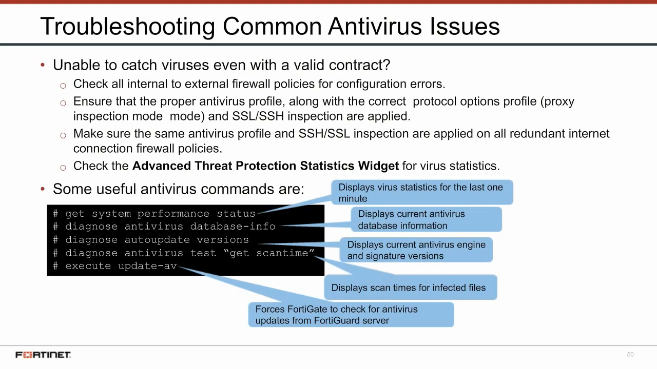These are some of the commands that can be used to retrieve information and troubleshoot antivirus issues. Get system performance status: display statistics for the last 1 minute. Diagnose antivirus database-info: displays current antivirus database information. Diagnose auto-update versions: displays current antivirus engine and signature versions. Diagnose antivirus test, get scan time: display scan times for infected files. Execute update-AV: forces FortiGate to check for antivirus updates from the FortiGuard server.